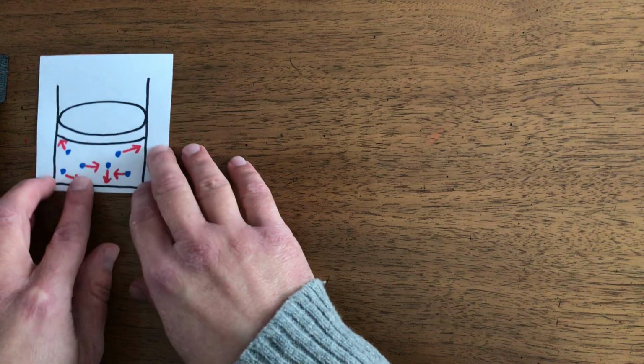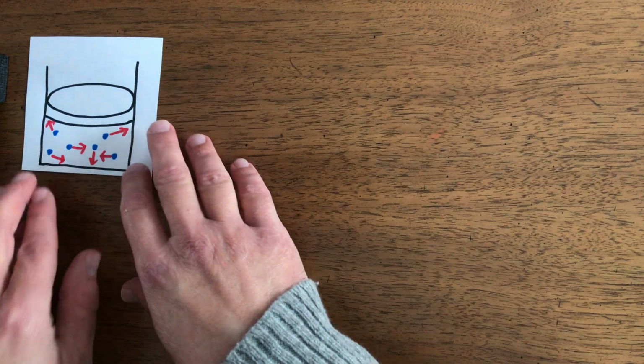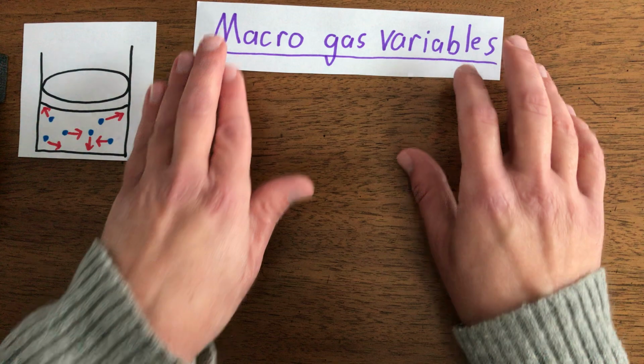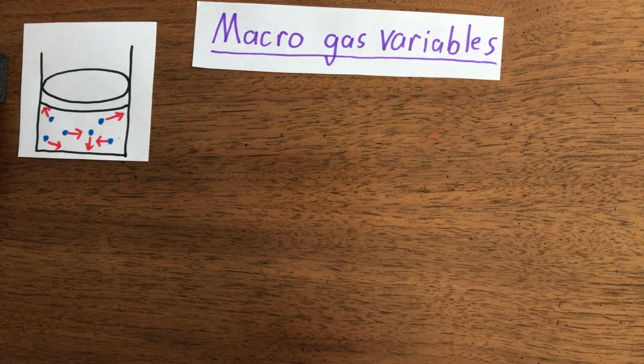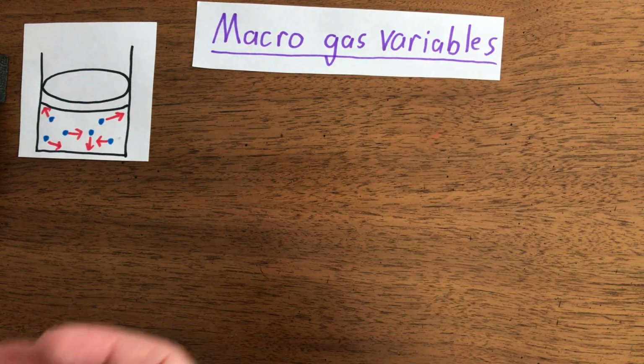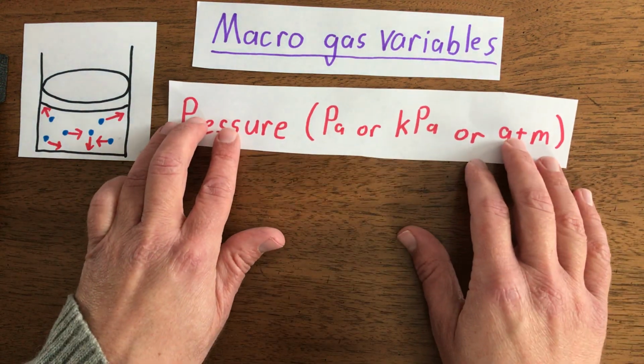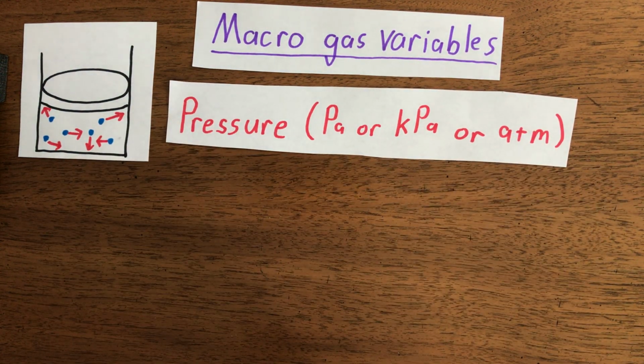So let's say we've got a container of gas right here, and there's little molecules flying all around. Now, long before we knew that there were little molecules of gas flying all around, people actually started studying the properties of gas. So let's start by looking at some macro gas variables, the big stuff that we would notice right away. One thing we're going to focus on a lot is the pressure of that gas.